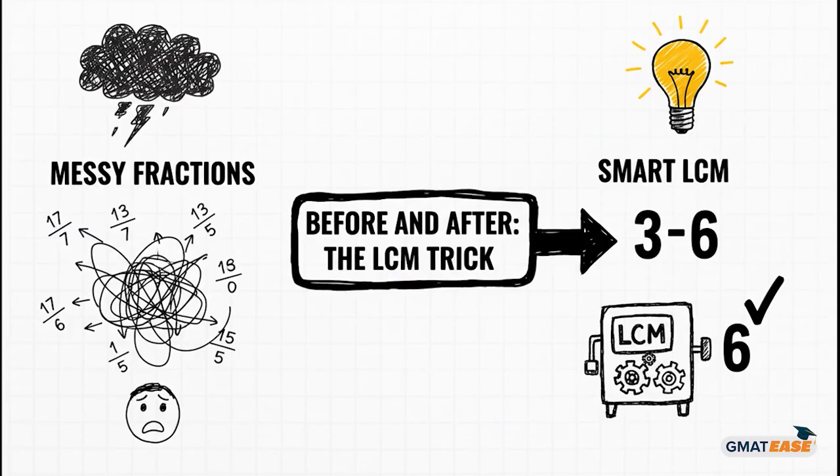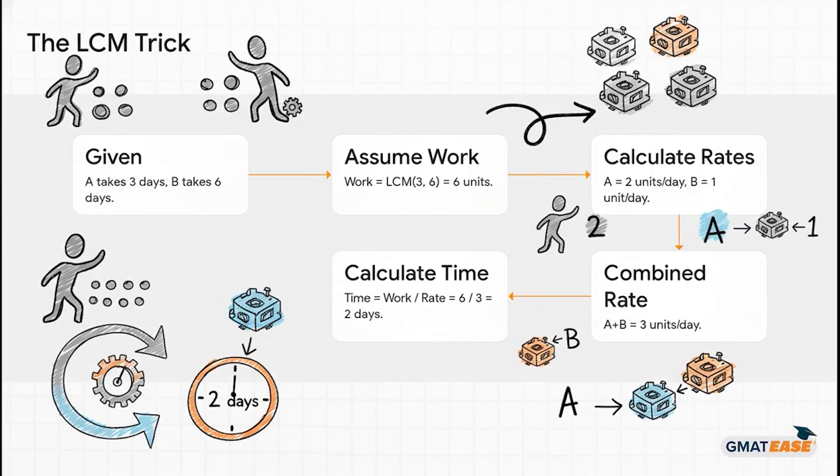All right, now for a pro-level trick that will make these problems so much easier. A lot of the time, the question won't tell you the total amount of work. Now, you could assume the work is 1, but then you're stuck with a bunch of messy fractions. Instead, you're going to pick a smart number. And the best number to pick is the least common multiple, or LCM, of the times they give you in the problem.